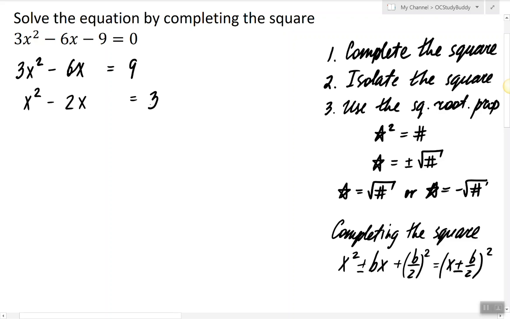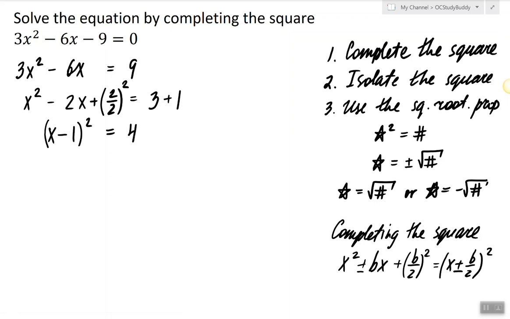Now we see that the left-hand side contains an expression that looks exactly like the one that we can complete the square of. So we complete the square of this expression by adding half of 2 squared. Well, half of 2 squared is just 1, and keep in mind that we have to add 1 to both sides of this equation. So I'm also going to put plus 1 on the right side. Now the left hand side of this equation becomes perfect square of x minus 1, and the right hand side is simply 4. So now the square is isolated, so we can just use the square root property.